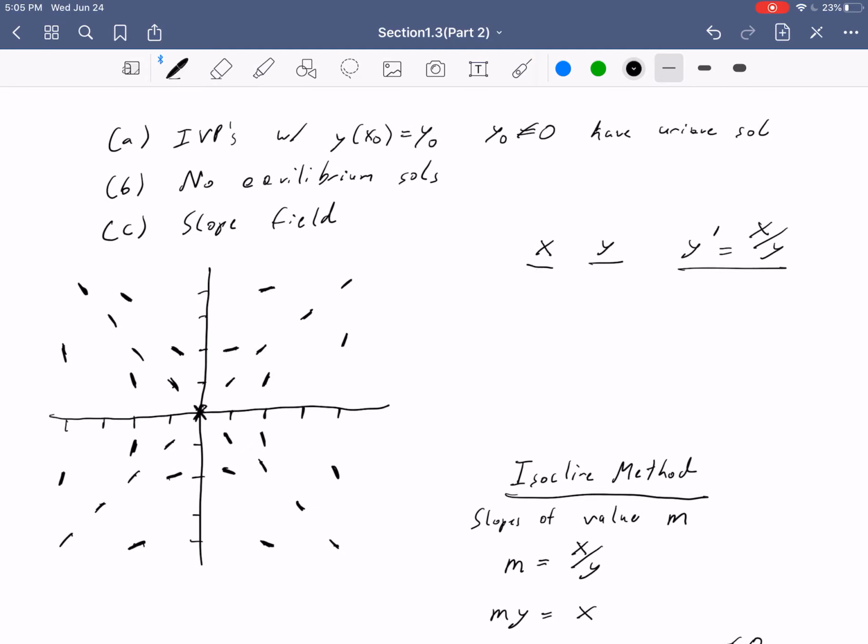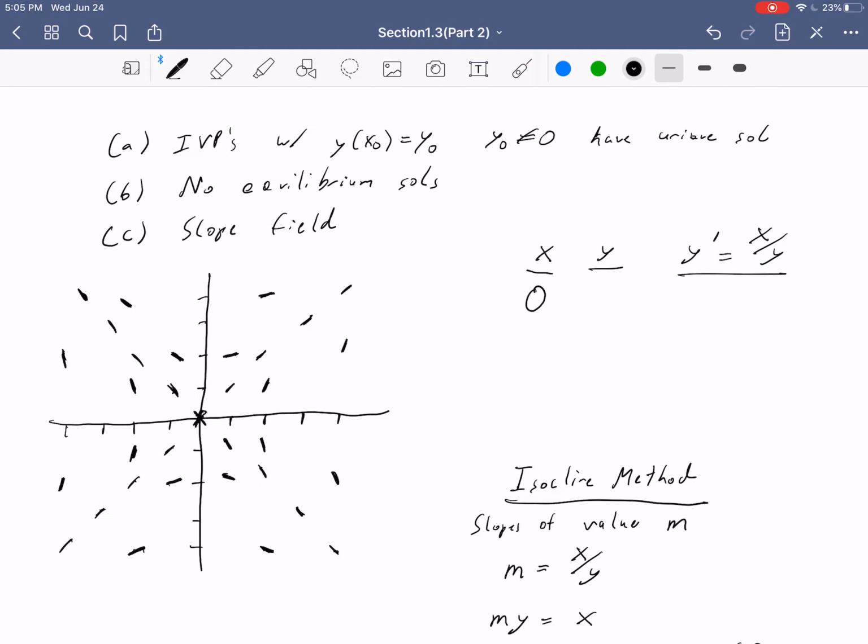One thing we could observe is that when x is 0, regardless of what y is, this right here is going to give us a slope of 0. So whenever x is 0, we can also put in nice little horizontal slopes. Okay. And at this point, you can probably guess sort of what these things are going to look like.